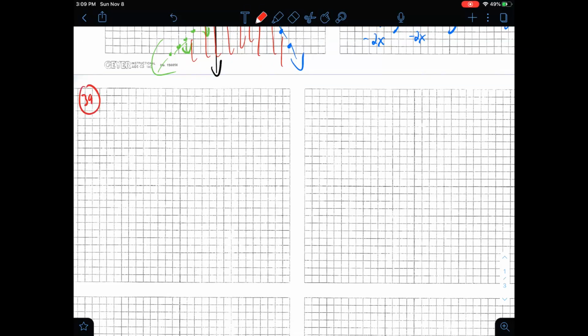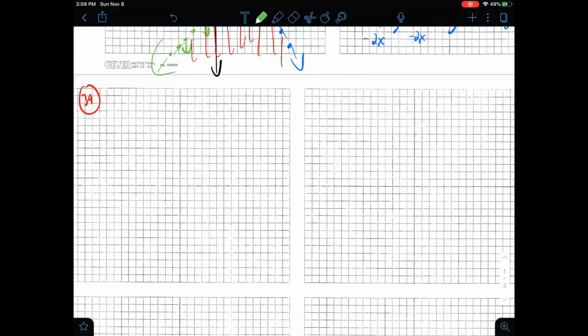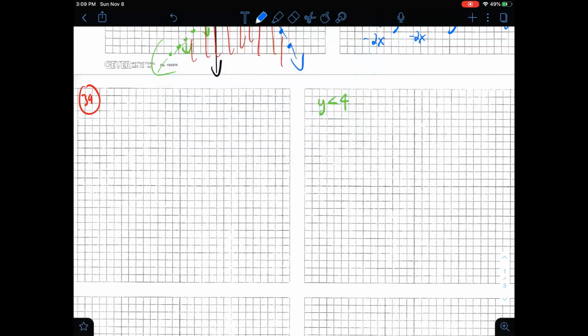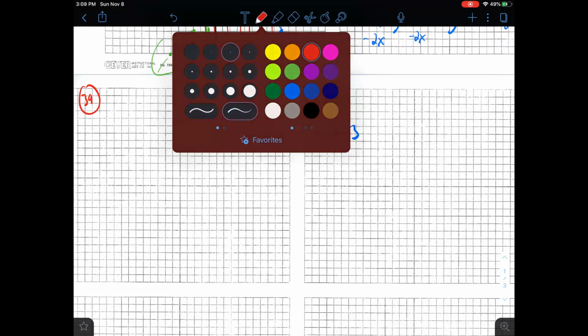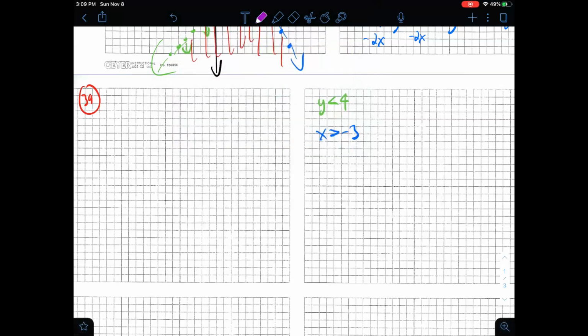All right, this is 39. So over 39, we're going to solve this over here. We're going to use blue, green, and red. All right, so we have y is less than 4. We have x is greater than negative 3. And now we're actually going to use purple. Then we have y is greater than x. So let's graph y is greater than x first.